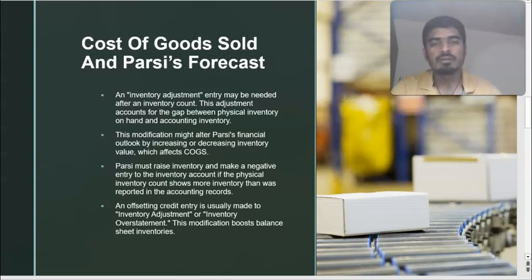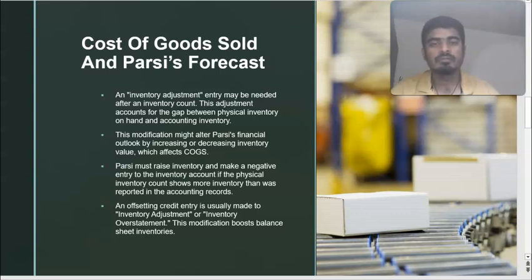An inventory adjustment entry may be needed after an inventory count. This adjustment accounts for the gap between physical inventory on hand and accounting inventory. This modification might alter Parsi's financial outlook by increasing or decreasing inventory value, which affects the cost of goods sold.